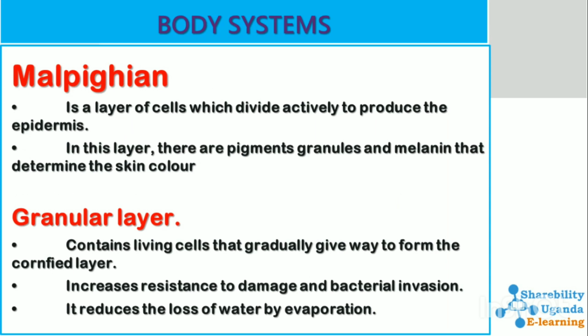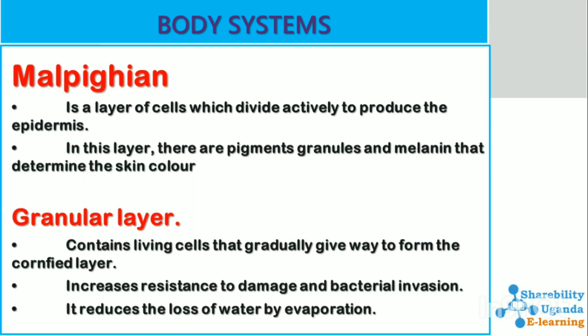However, the Malpighian layer is a layer of cells which divide actively to produce what is known as the epidermis. In this layer, there are pigments, granules, and melanin that determine the skin color. It is in the Malpighian layer where we find melanin that determines the color of someone's body. So your color is determined by the melanin, which is found in the Malpighian layer.